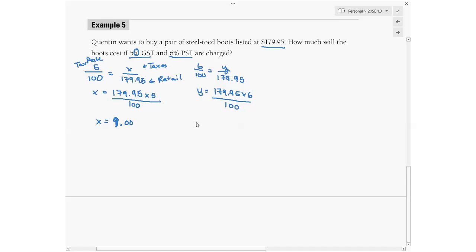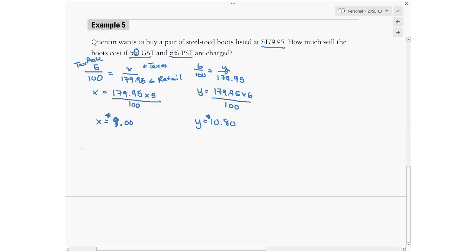Y is equal to $10.80. Put dollar signs on each of these. So it was 10.797, that 7 rounds the 79 up to 80. So these are taxes. Then how much will they cost?